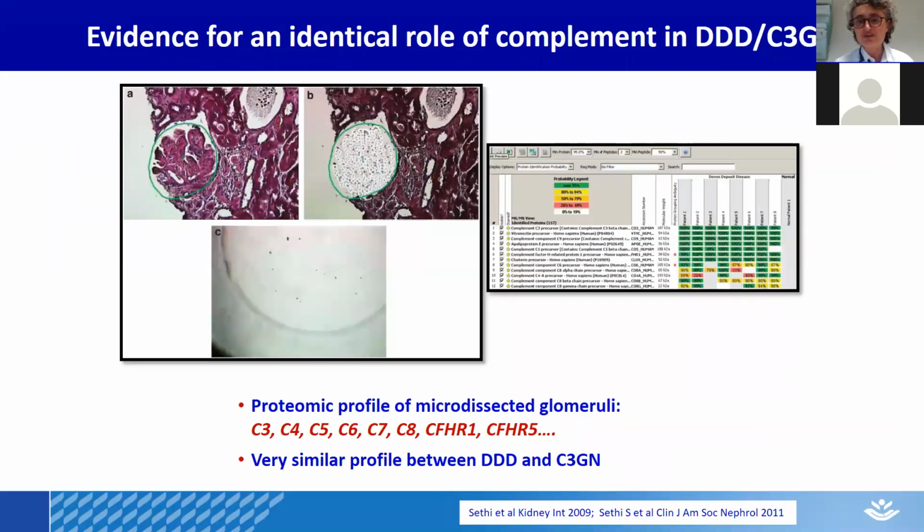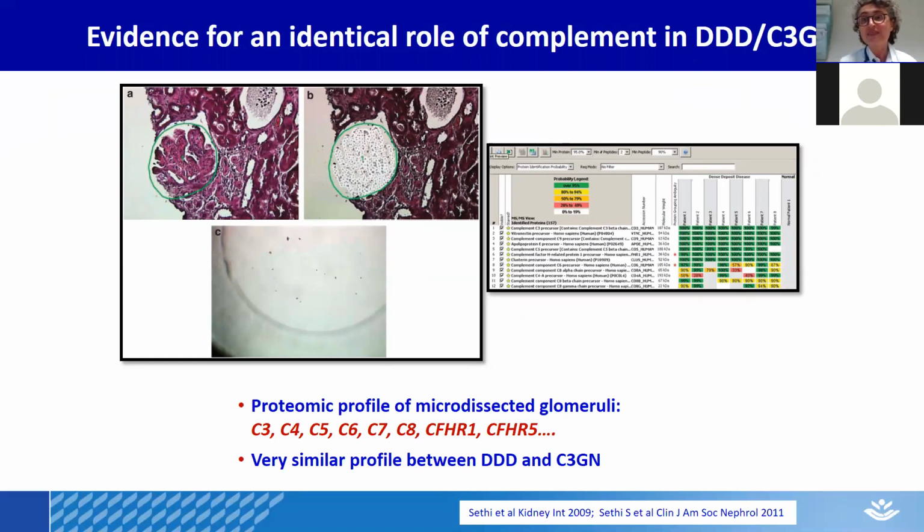And important research performed at the Mayo Clinic demonstrated this very convincingly. They took from a renal biopsy, you see they circled around with the green a glomerulus, and they took all of the proteins that were within that glomerulus, both from a patient with DDD and from a patient with C3GN.